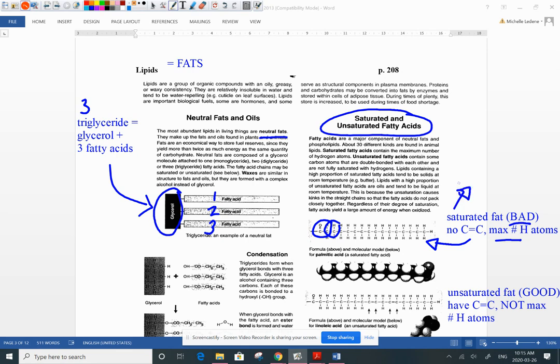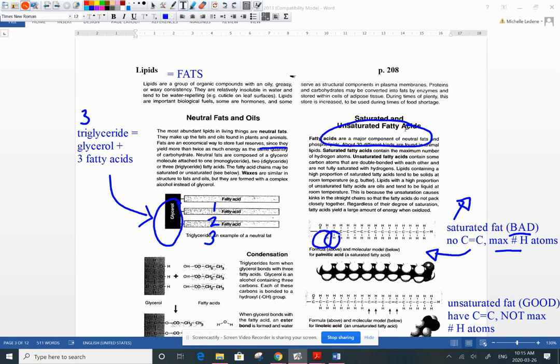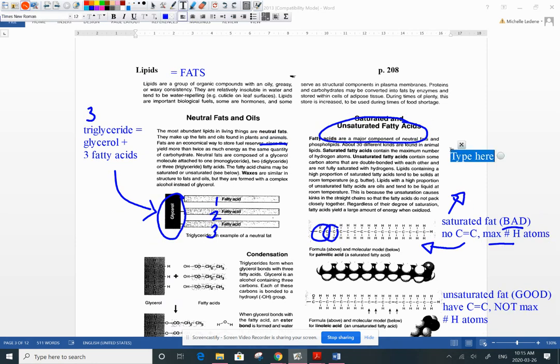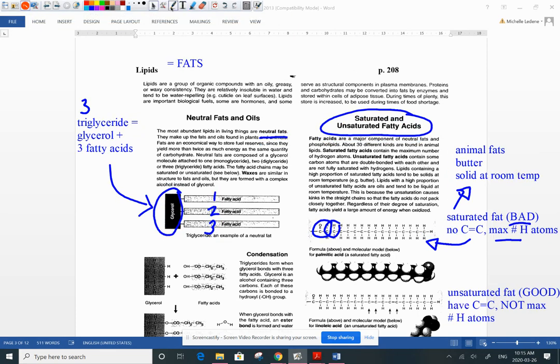So what kind of things would we find saturated fats in? Well, saturated fats we would see in animal fats. So things like butter and lard, and these are all solid at room temperature. And again, these are the ones that are not as healthy for you. They're harder for our body to break down.